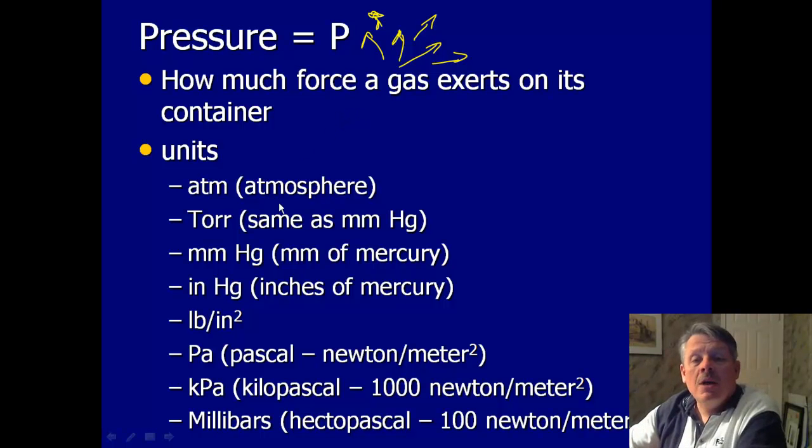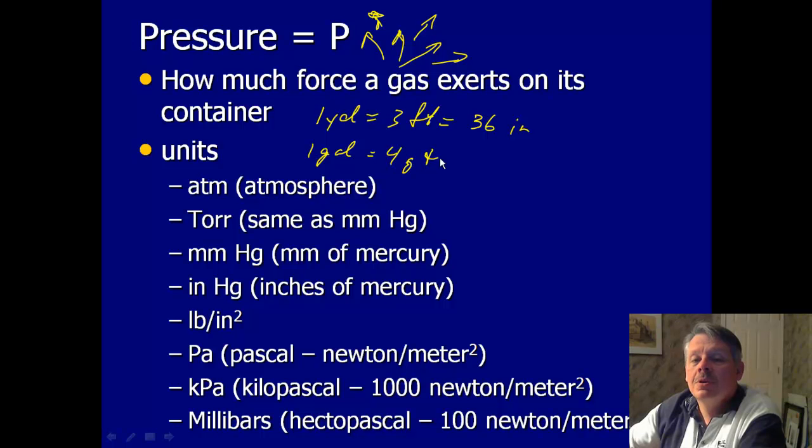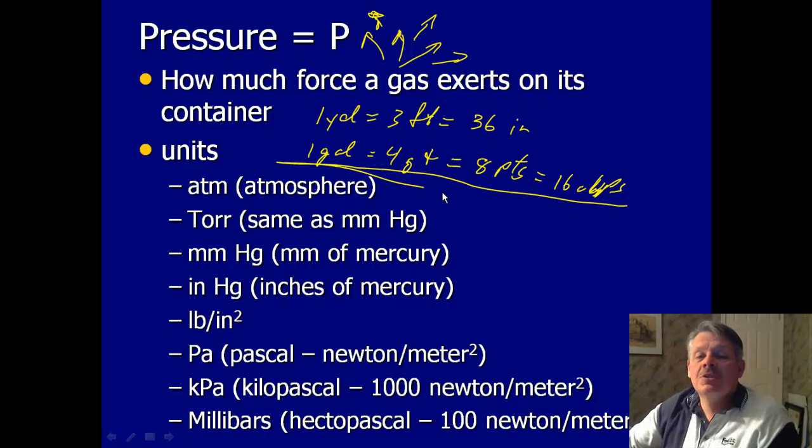All right, so we have a lot of different ways that we can measure pressure. It's kind of like measuring length, right? Because you could say 1 yard is equal to 3 feet, is equal to 36 inches. You can do the same thing with 1 gallon is equal to 4 quarts, is equal to 8 pints, is equal to 16 cups. All of these mean exactly the same amount. It doesn't matter whether I give you a gallon of milk or 16 cups of milk, I'm giving you exactly the same amount of milk. Well, the same thing is true here. These are simply conversion factors.